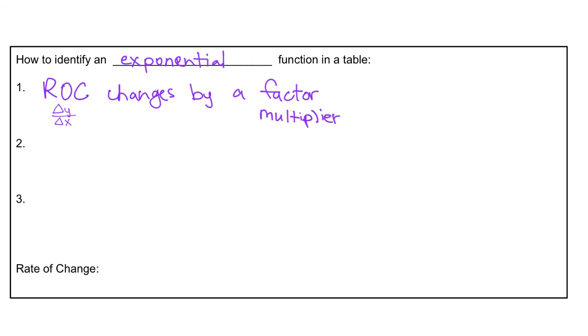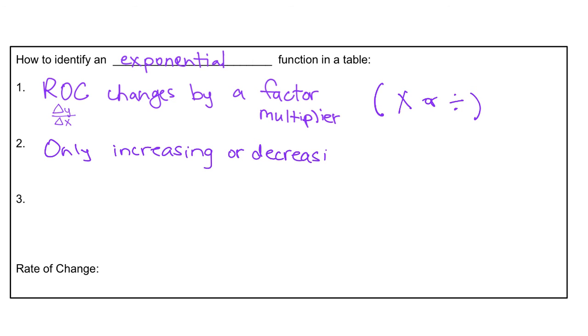And what you're going to be looking for when you're looking for that common factor is, can you multiply or divide that change of y to get the next value? We are seeing in our table also that there is only increasing or decreasing. There's no turning point, or vertex. So no turning point in your table. And finally, it's going to increase or decrease quickly.